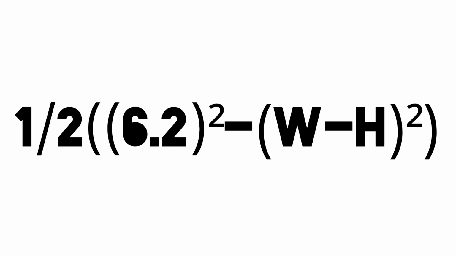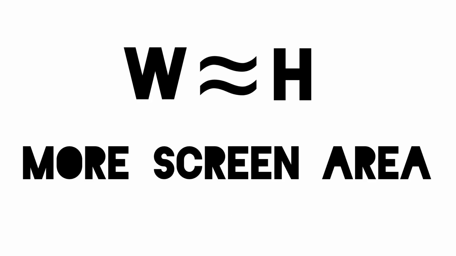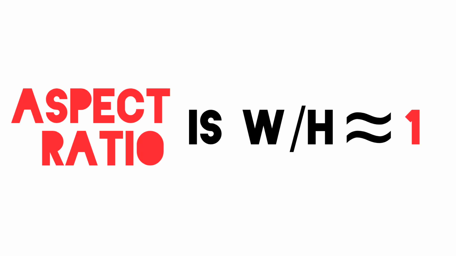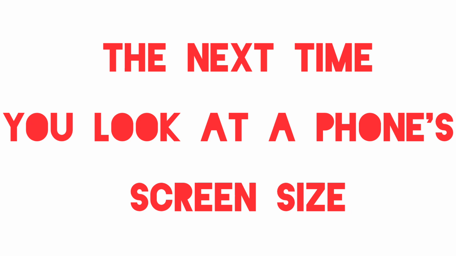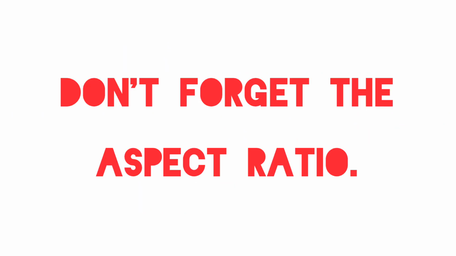To maximize the area, we want w minus h to be as close to 0 as possible. In other words, the closer h and w are to each other, the more screen area we'd have. And the closer w and h are, the smaller the aspect ratio becomes. So the next time you look at a phone screen size, don't forget the aspect ratio.